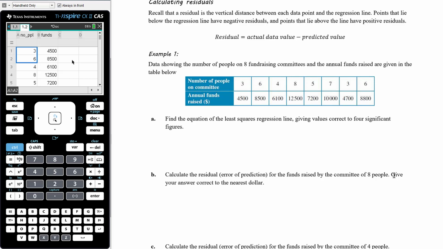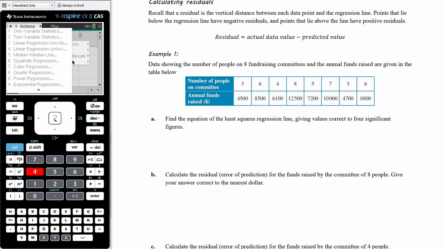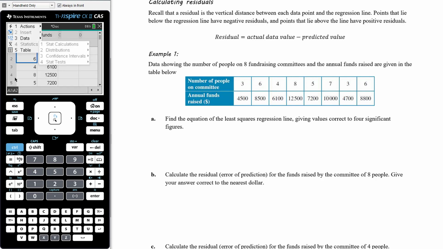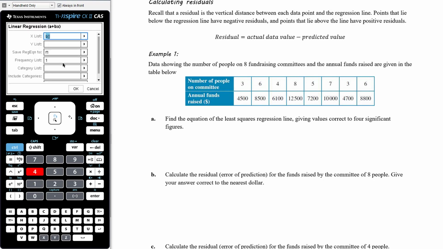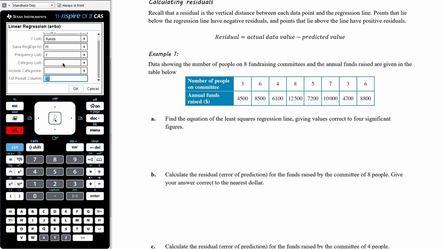So to save us some time, I have already created a new document and entered in my data. I've named my columns, so I've got number of people in the left column and funds in the right column. So I'm going to do my regression equation, menu 414. Oh, my apologies, it's because I've selected a number of cells, menu 414, let's try that again. My X list is the number of people on the committee, my explanatory variable, and my Y list, the response variable, is the funds that they raise. Again, the equation will be saved to function 1 for those of you happy with the function notation, and the results are going to go into column C. Great.